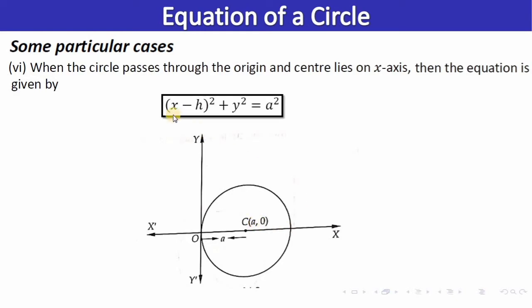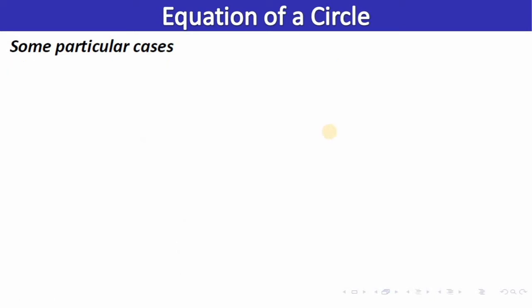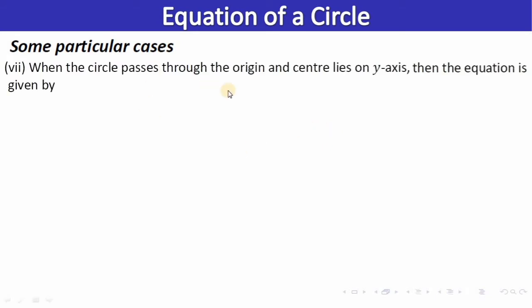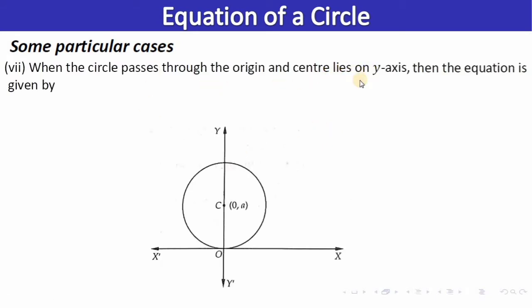So that's why my equation becomes (x minus h). And how much is h actually? h is equal to a. So you will replace this h by a here. Remember that. Plus (y minus 0), and y minus 0 is y, so y is squared. So this is actually (x minus a) whole square, remember that, plus y square equals a square. Now let us go to the last case. The last case says when the circle passes through the origin and the center lies on the y-axis. It is also a similar case, so I'm not going to explain it here.